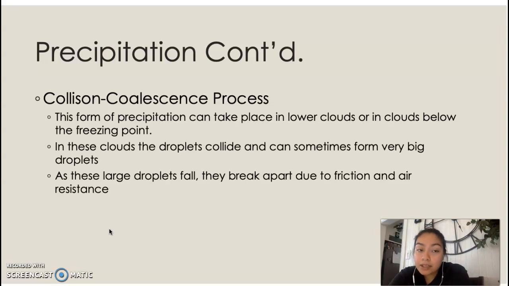The second process of precipitation is the collision coalescence process. This form of precipitation can take place in lower clouds or in clouds below the freezing point. In these clouds, the droplets collide and can sometimes form very big droplets. As these large droplets fall, they break apart due to the friction and air resistance.